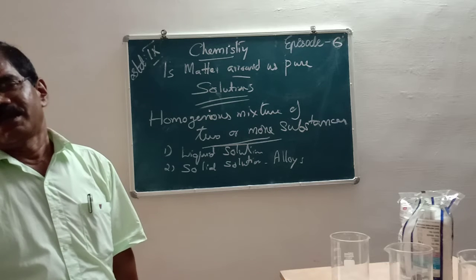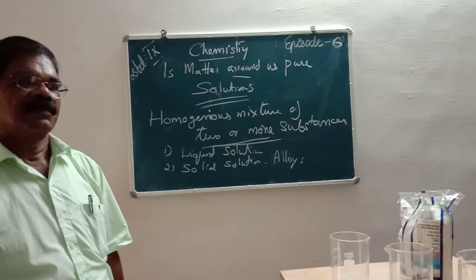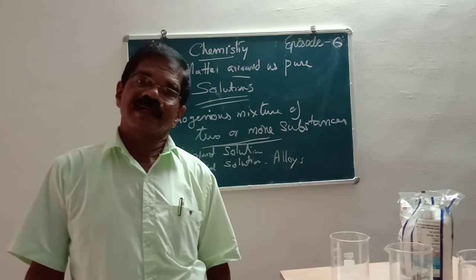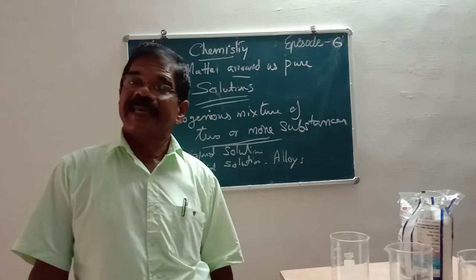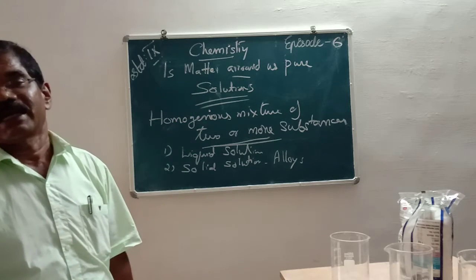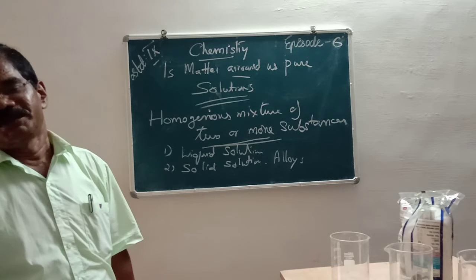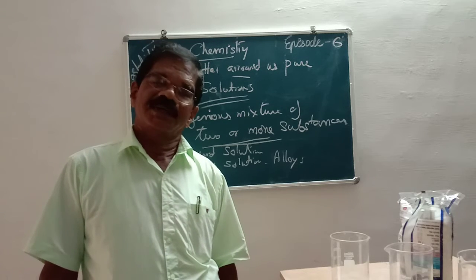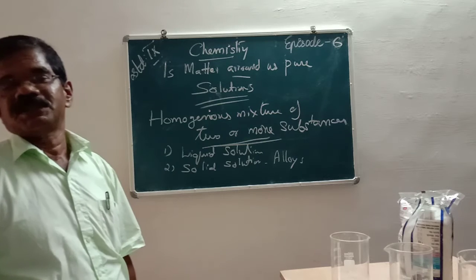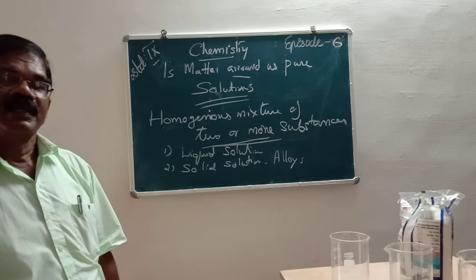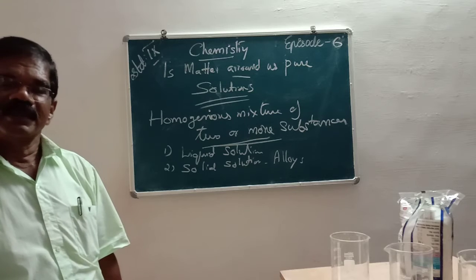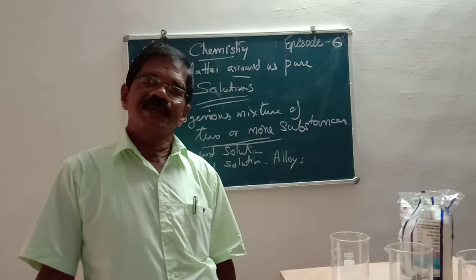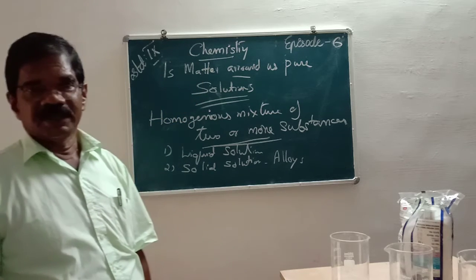Can you give an example of an alloy? Steel is a common alloy. What are its components? Steel consists of iron and carbon. Iron is a metal, carbon is a non-metal. In our kitchen, almost all the vessels and plates are now made of steel. It is not pure iron. If it were pure iron, it would rust very easily. So if iron is mixed with a certain amount of carbon, it becomes an alloy. It is a solid solution.